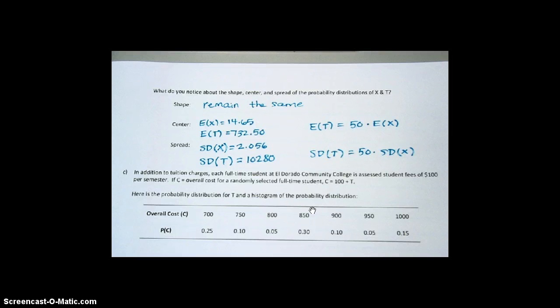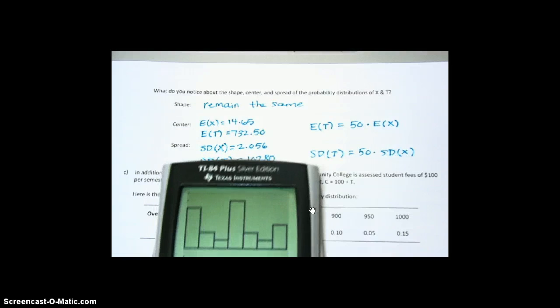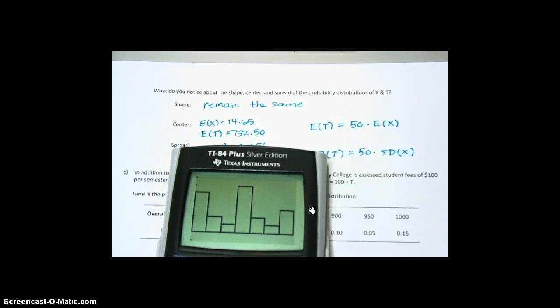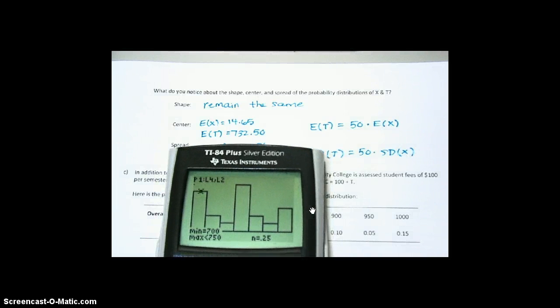So take a look at what this histogram looks like. It looks very familiar. By hitting trace, I assure you it's not the same one. These limits go from 700 to 750 all the way up to 1,000. And so you can see that, yes, I've changed the values, but the shape of the histogram itself has not changed. Now let's look at mean and standard deviation.